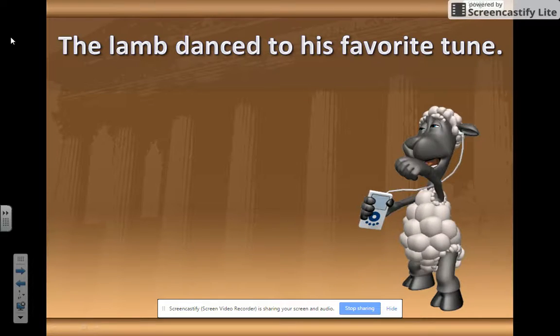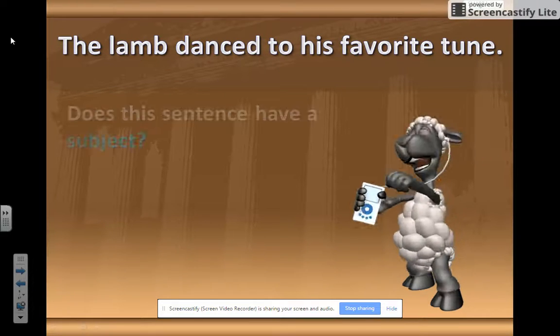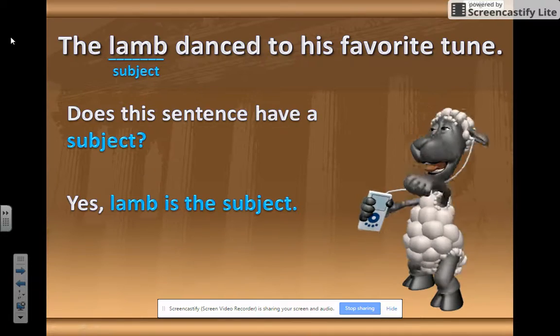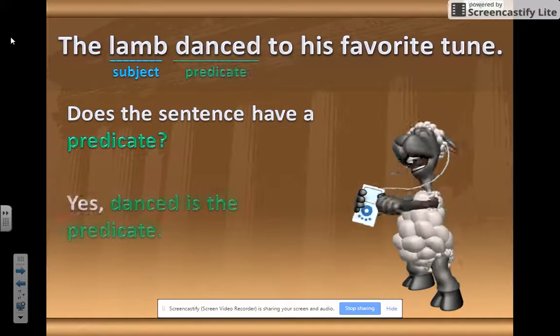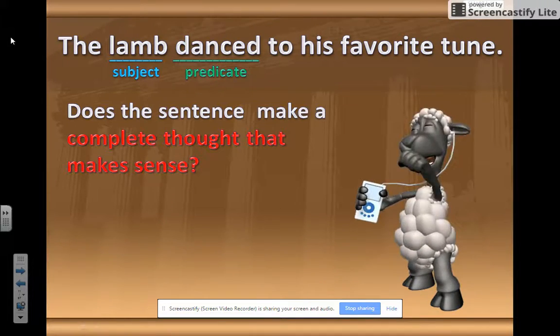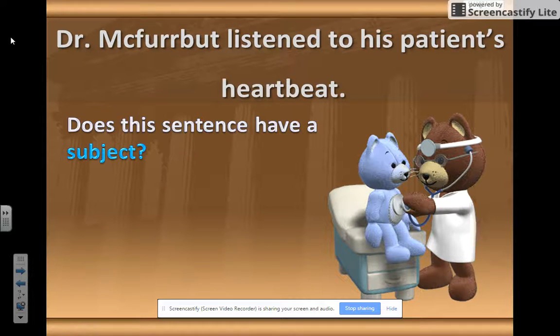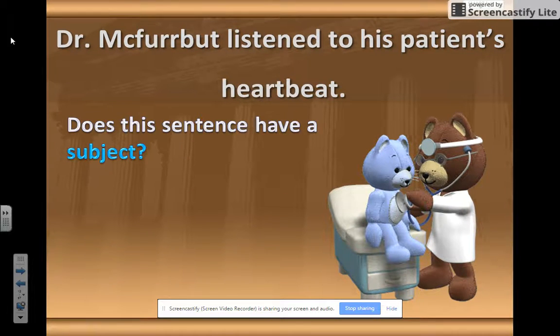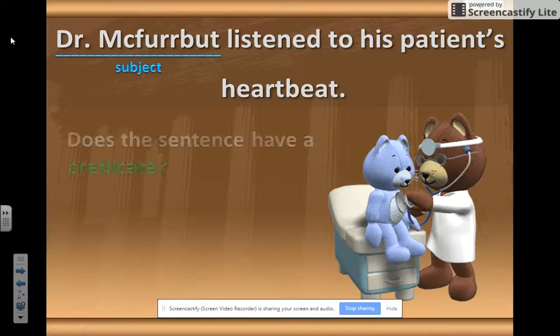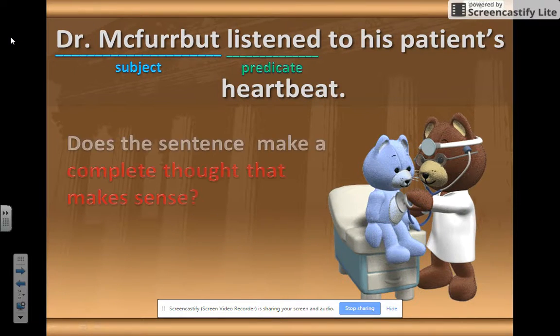So my first question is, does this sentence have a subject? It does. It's the lamb. Does this sentence have a predicate? It does. It's danced to his favorite tune. So if it has a subject and a predicate, this is a complete sentence. Dr. McFerbutt listened to his favorite patient's heartbeat. Again, does this sentence have a subject? It does. Does it have a predicate? It does. So it is a complete sentence.